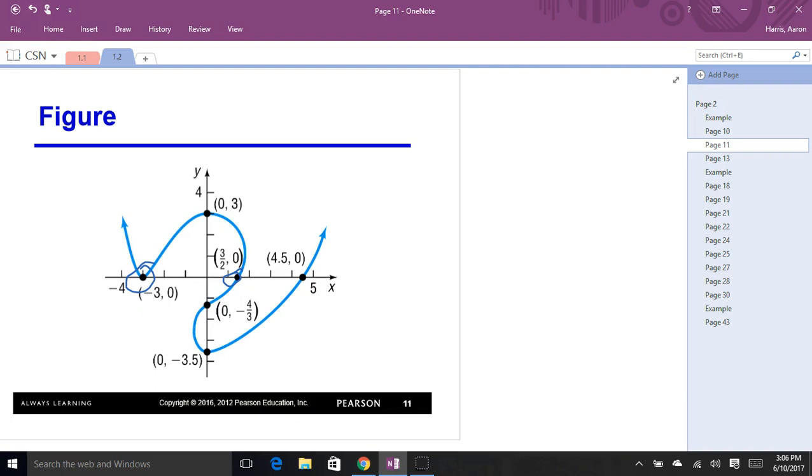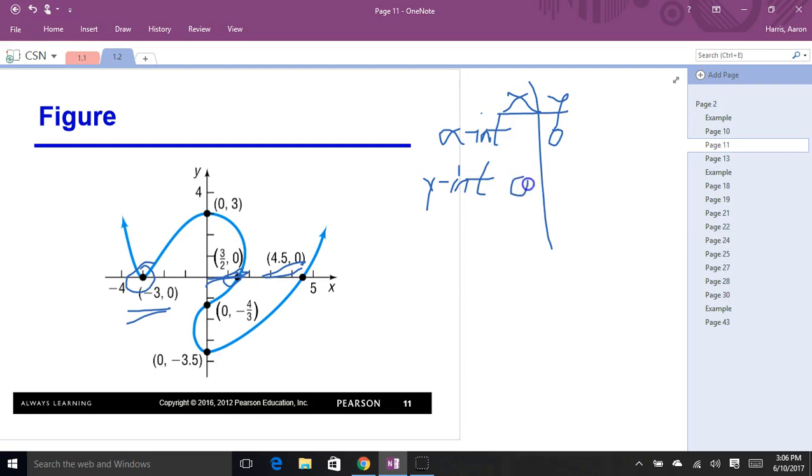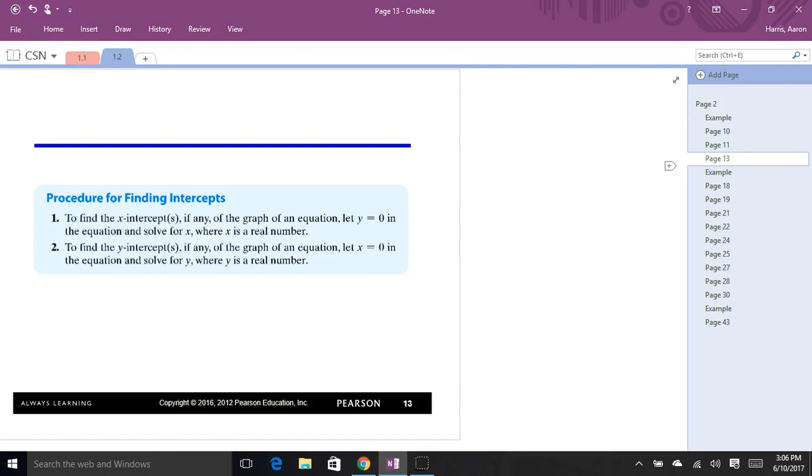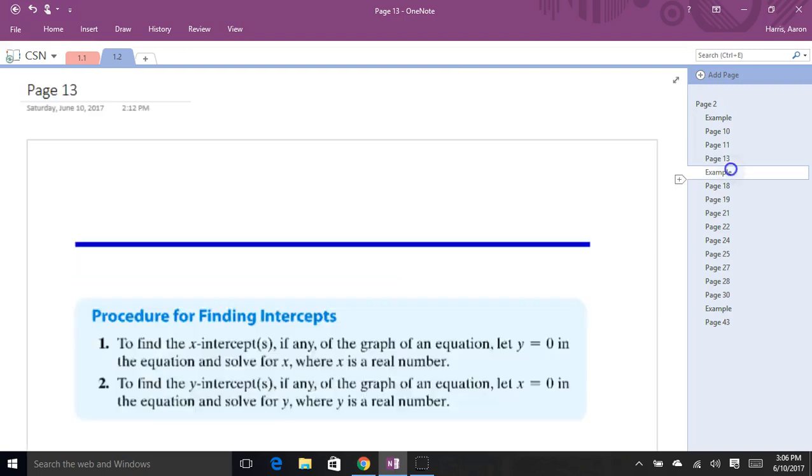Now, what do you notice about each of these x-intercepts here? Hopefully you notice that their y values are 0. So when you are finding an x-intercept, you got to let your y be 0 in an equation. When you're finding the y-intercept, on the other hand, you're going to let your x value be 0, and that's what this slide here is saying. To find an x-intercept, let y be 0, because the x-intercept lies on the x-axis, and that's where your y is 0. To find the y-intercept, you're going to let your x be 0.